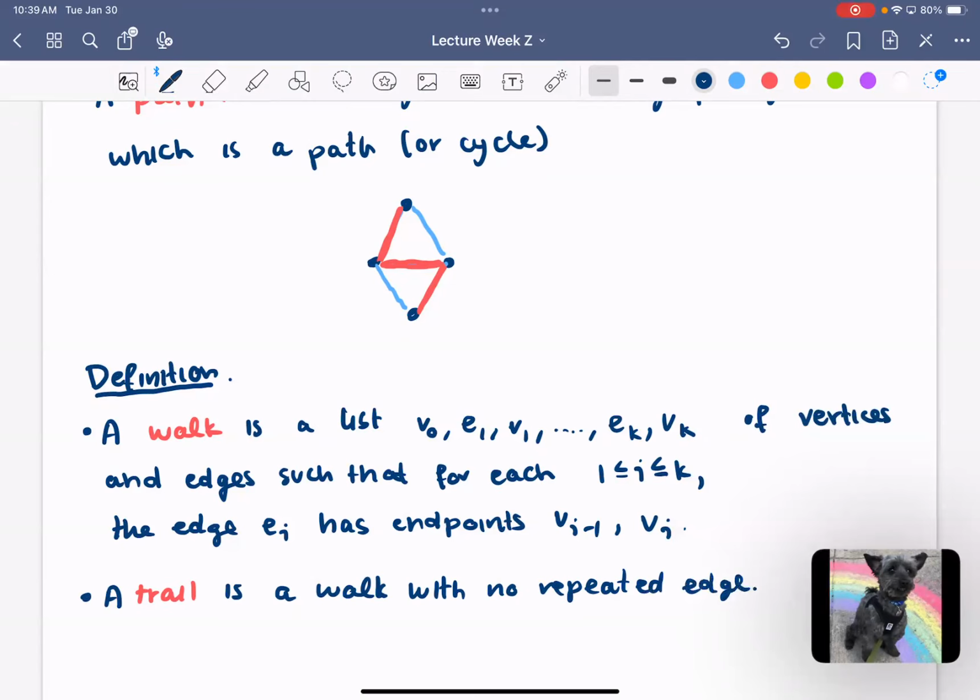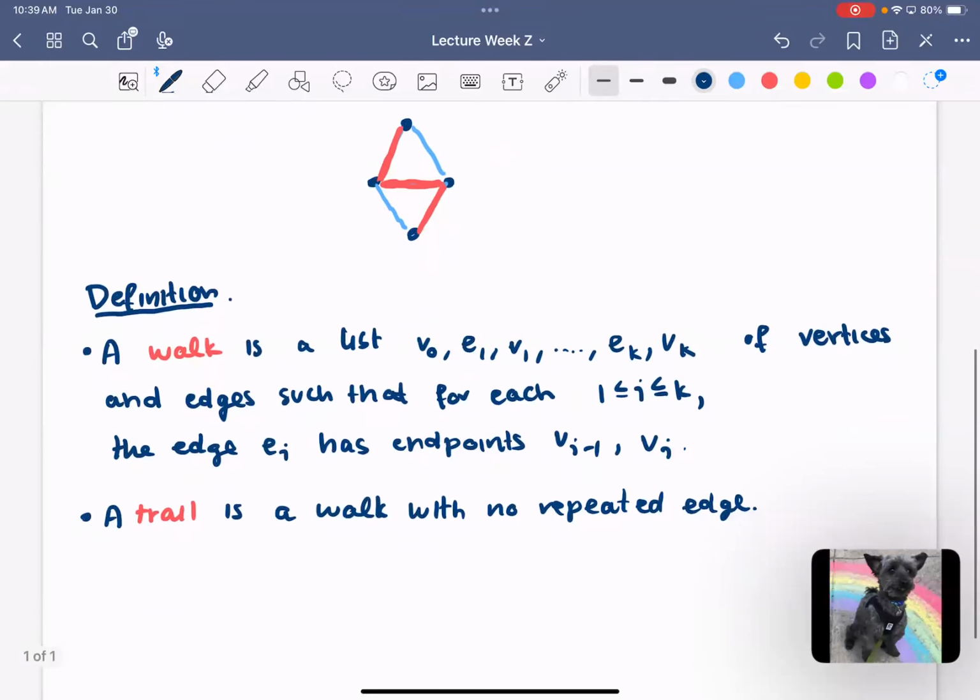Okay, and then just some notation. If I want to say that something is a walk, path, or trail in between two vertices, U and V, then I would call it a UV path, walk, or trail. So a U,V path, or alternatively walk or trail, has first vertex U and last vertex V.